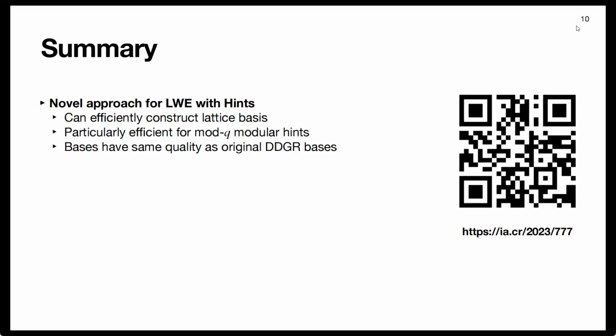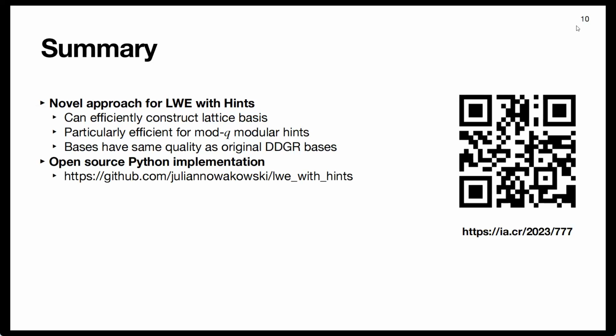So that already concludes my talk. So let me quickly summarize. What did we do? We introduced a novel approach for LWE hints. We can finally efficiently construct lattice bases and finally push the DDGR framework into the real world. Our algorithms are particularly efficient if we only have these Q modular hints, which we think are probably quite relevant. Our bases have the exact same quality as the original DDGR basis, so you have no disadvantage when using our implementation. We also have made our implementation open source. It's available on GitHub and written in Python.